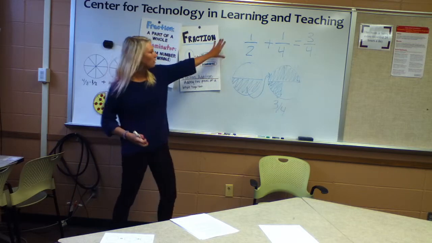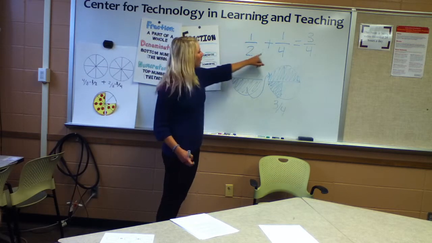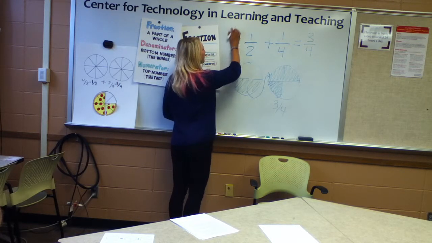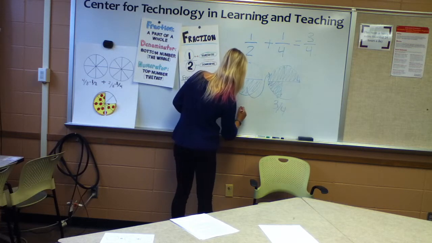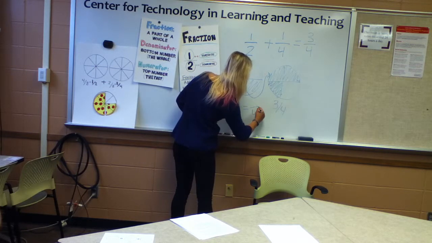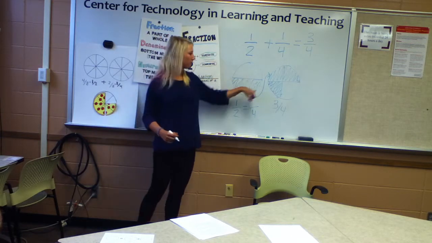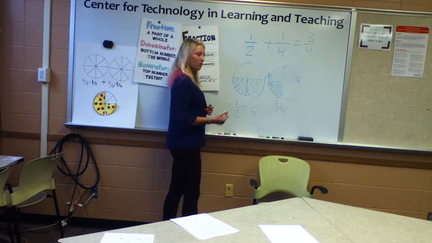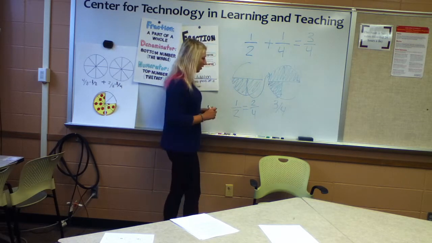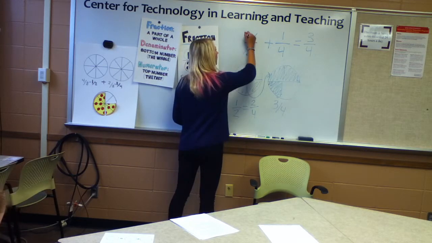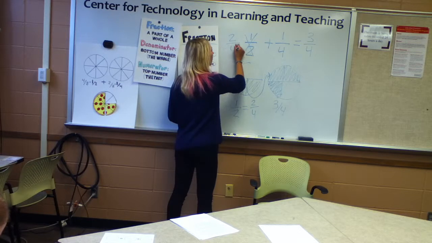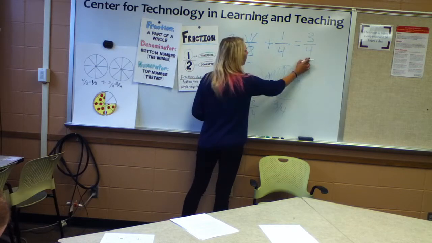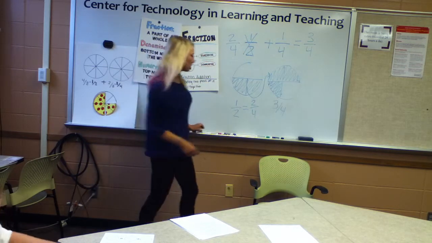Another thing we can see here is that you can make the 1/2 into something with a 4 denominator. If we have 1/2, how many fourths are there in this half, if we divide it down the middle? 2. Good job. So we can write 2/4 instead of 1/2. Now we just add the numerators like I said earlier. 2 plus 1 is 3/4. We have a total of 3/4 on that one.